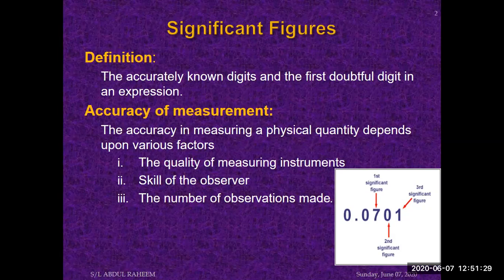Number three, the number of observations made. How many observations are you taking during any type of measurement? One, two, or three? Mostly we take three observations to take the average of the readings. So look at this, one example: 0.0701. The first significant figure is 7, the second is 0, and the third one is 1. So let's consider other examples.